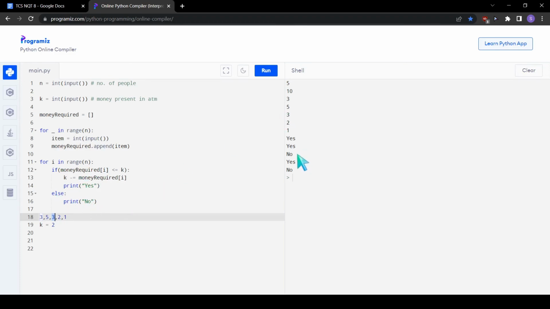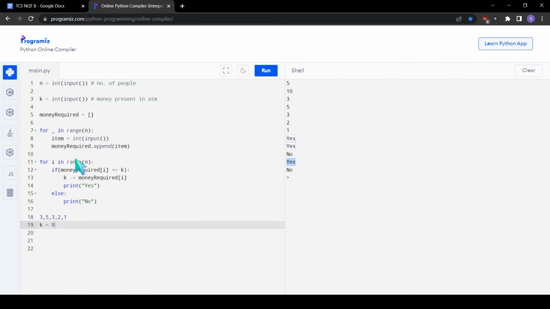So that's the reason in the third line, for the third person, we have printed no. Okay, now for the fourth iteration we will come again, and now the value of money required of i will be 2. We will see if 2 is less than or equal to 2, since the value of k is 2 now, and since it is equal, 2 equals 2, it will be evaluated to true, and we will go inside if, and then we will subtract again money required of i from k, and this time 2 minus 2 will be 0. So the value of k is now 0. We did print yes, so for the fourth person we printed yes.